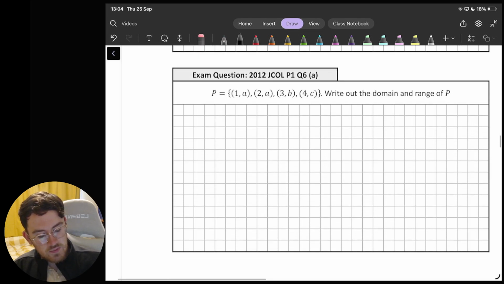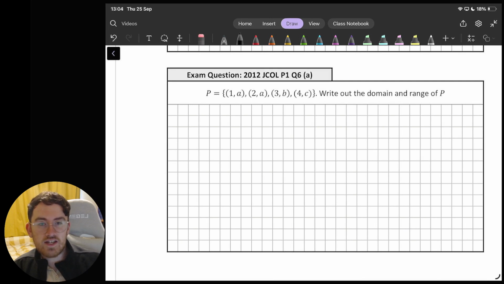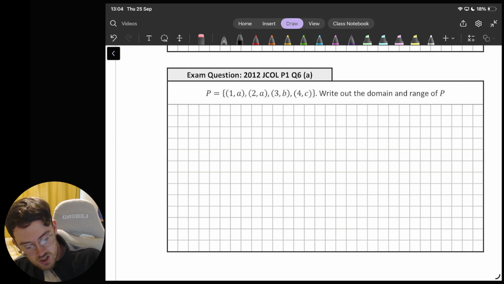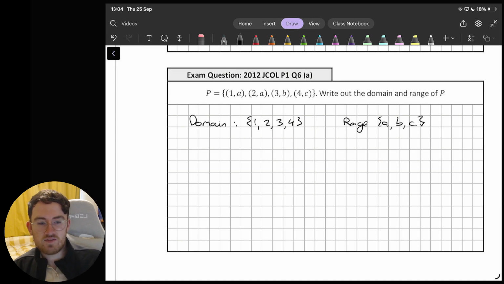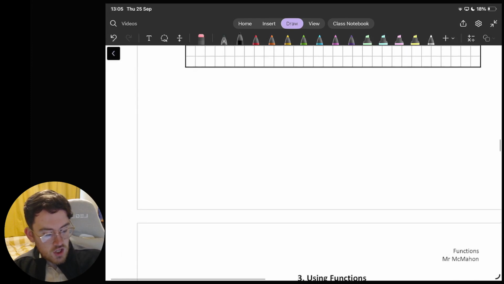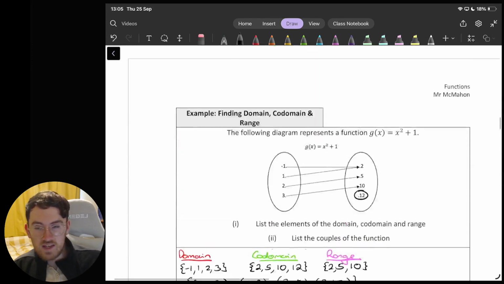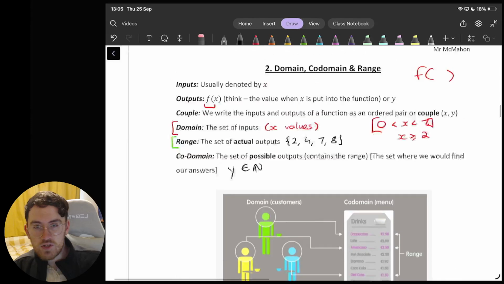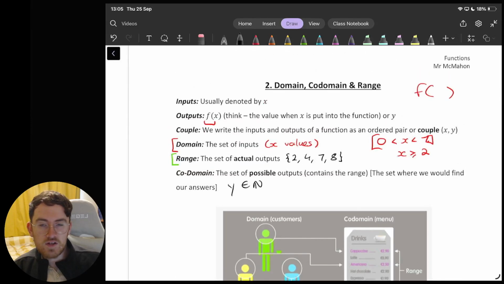Looking now at the last example, we're given another relation, and we're asked to write out the domain and the range. Again, the domain is the inputs: 1, 2, 3, and 4. And the range is A, B, and C. Remember, for a set, we don't repeat any of our elements. So that essentially summarizes codomain, domain, and range. The domain is my set of inputs, the codomain is my set of all possible outputs, and the range is the set of actual outputs that I get to. It's very important to know all of those words when answering these questions.